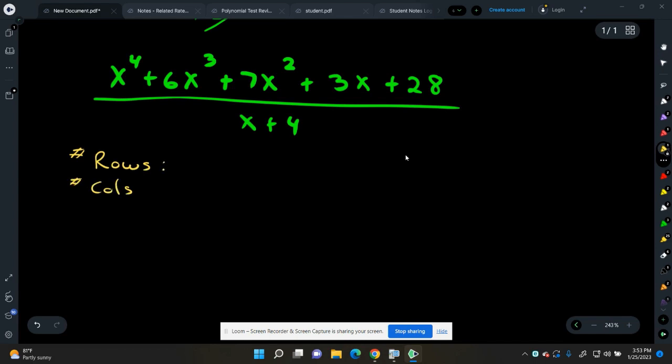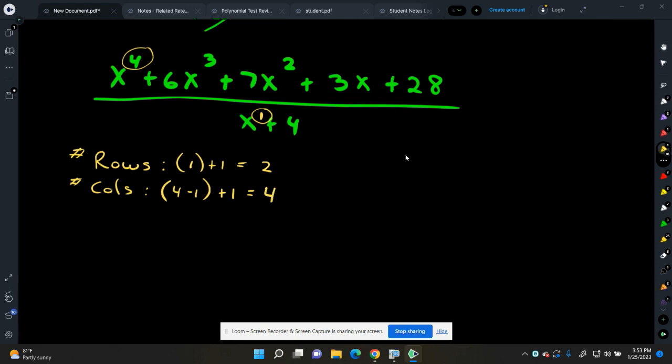Okay, number of rows is the exponent on the bottom, 1, plus 1 more. So we have 2 rows. The number of columns is the difference between the one on top and on the bottom. So we have 4 minus 1. Then we're going to do plus 1, which gives us 4. Okay, so we have 2 rows and 4 columns.